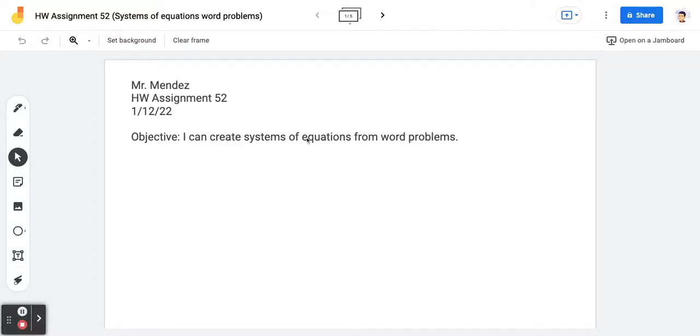Today's objective, I can create systems of equations from word problems. So we're going to go right into it. We're going to create the systems. I'm not so focused on solving of the systems because we've gotten a lot of practice with that. I'm just going to use this video to strictly talk about how to create a system given different types of word problems. I am going to ask you to copy all of the word problems, though.